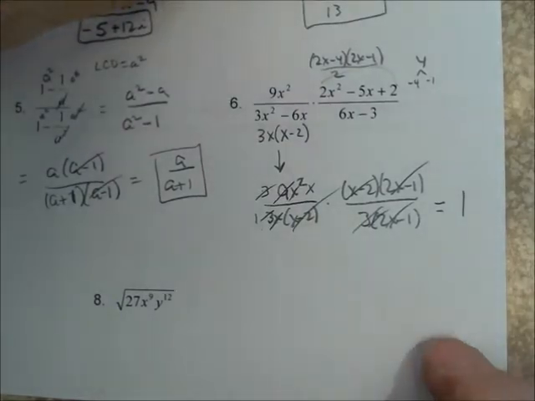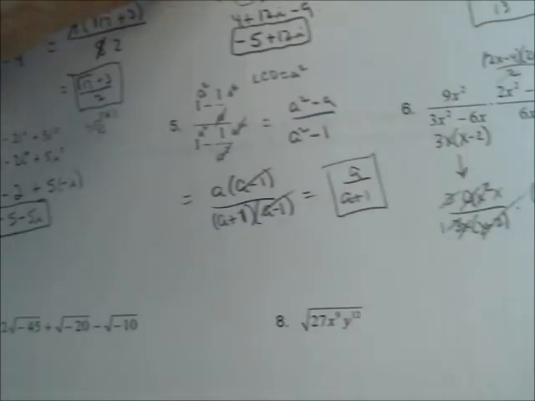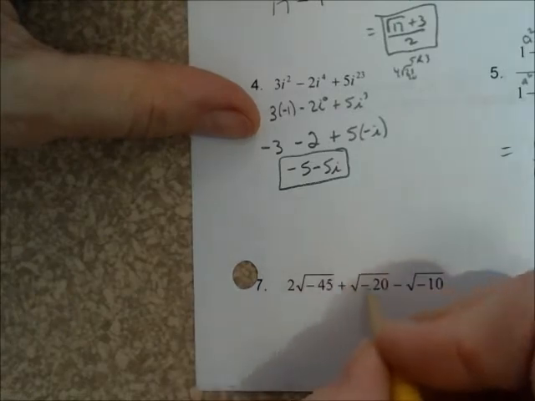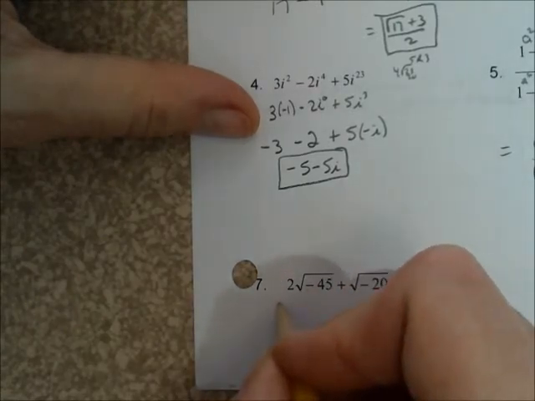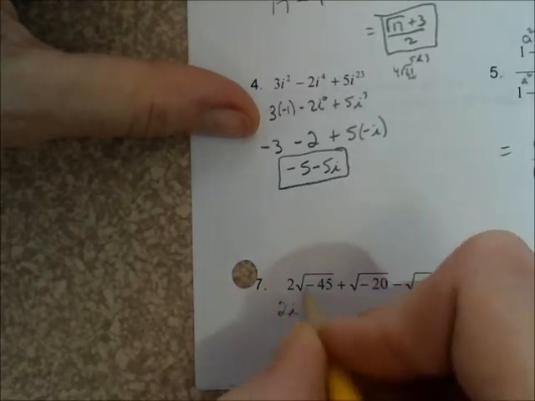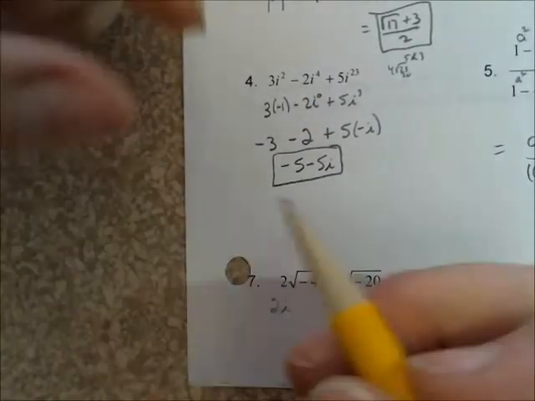When everything cancels, you're just left with a 1. Number 7, all of these are negatives underneath the radical, so they're all i's. So I'm going to pull out the negatives and call it an i.